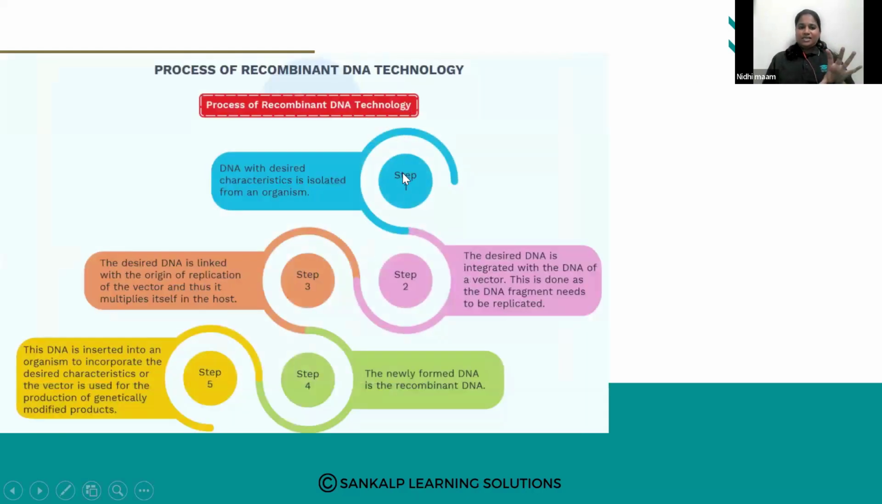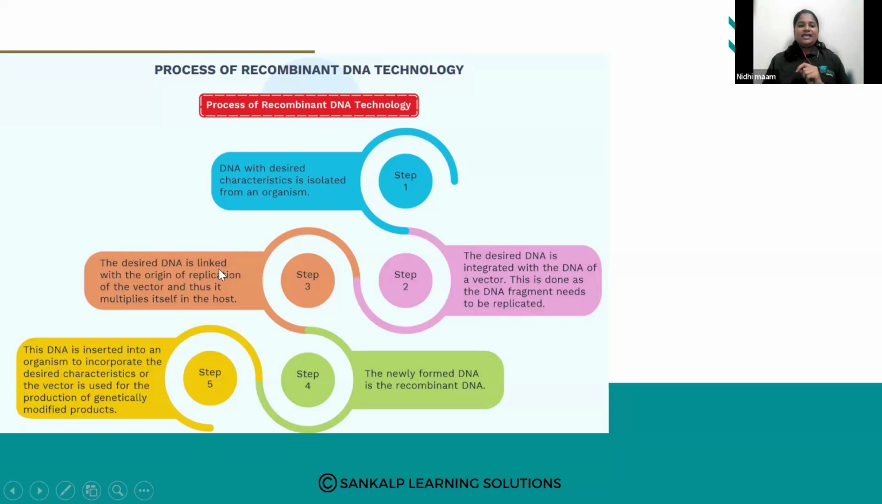This is the way I just showed you how to write it in a pictorial way, which we saw in our previous session also. The process of recombinant DNA technology has step 1, isolation of DNA. So the subheading should be isolation of DNA. DNA with the desired characteristic is isolated from an organism. Next we have step 2. The desired DNA is integrated with the DNA of a vector. This is done as the DNA fragment needs to be replicated.